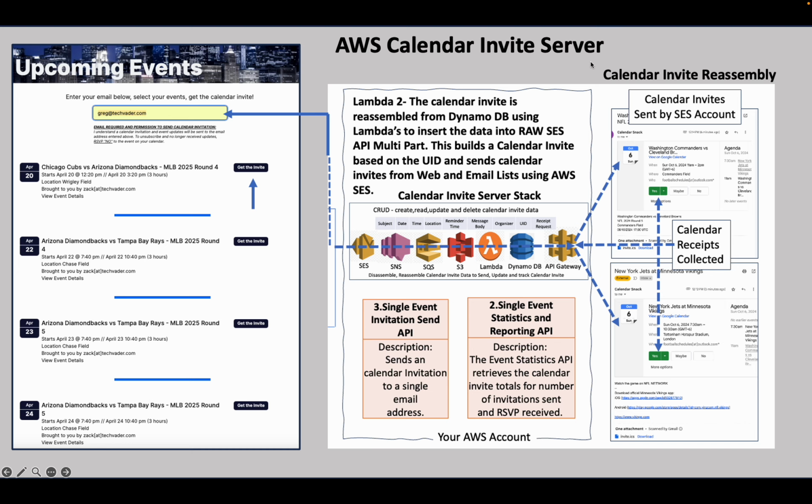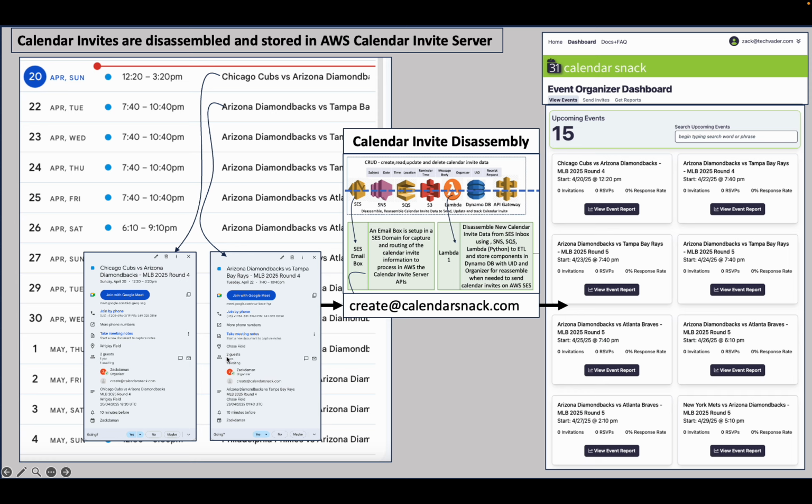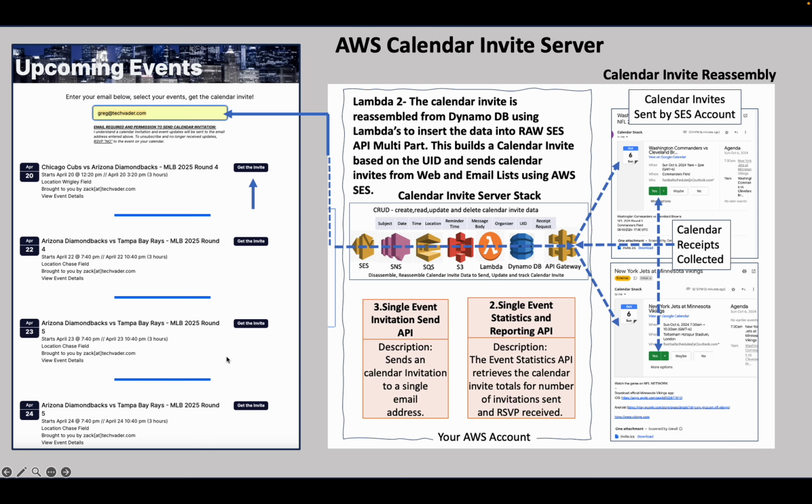Now the next slide is showing how Lambda number 2 actually reassembles the calendar invite data that was stored up here into Dynamo when it was disassembled, stored here, and then we reassemble it on command. And that command is essentially the single event invitation send API. And that description is we send a calendar invite to a single email address. So the single email address is loaded here.